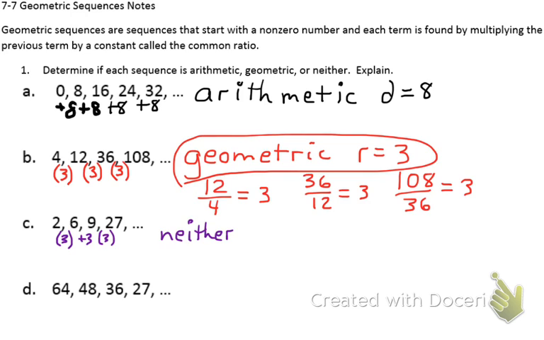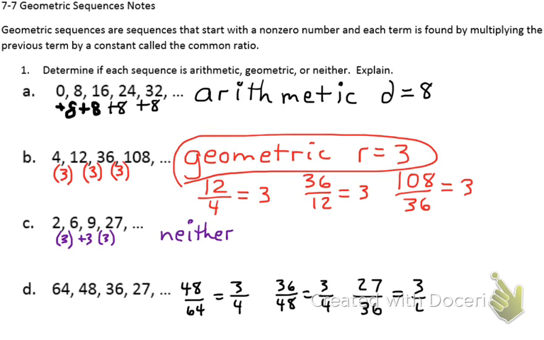So we'll do 48 over 64. Divide them both by 16, you'll get 3/4. Or if you change it to a decimal, 0.75. Now do 36 over 48. Divide them both by 12. You get 3/4. And then 27 over 36, divide both of those by 9, you get 3/4. So it's geometric, and our common ratio is 3/4.